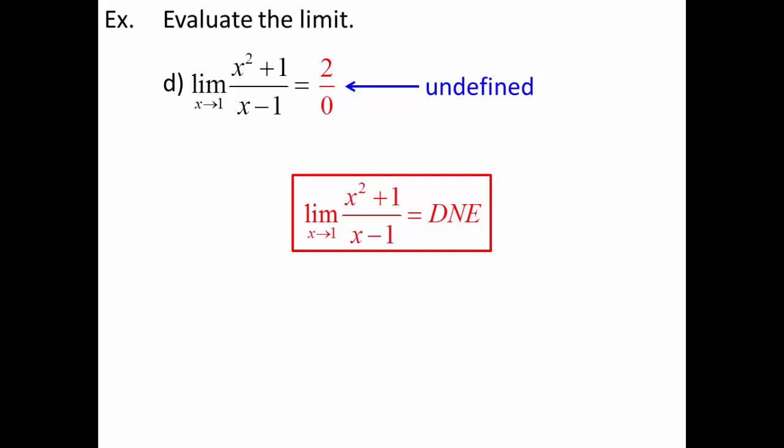X squared plus 1 is not a difference of squares, it's a sum of squares. X squared plus 1 is not factorable. If you factored that into x plus 1, x minus 1, and then canceled out the x minus 1s, you did it wrong. You got the wrong answer because you factored incorrectly. Direct substitution first. If you have an answer, you're done.